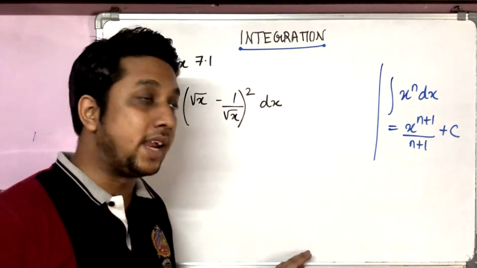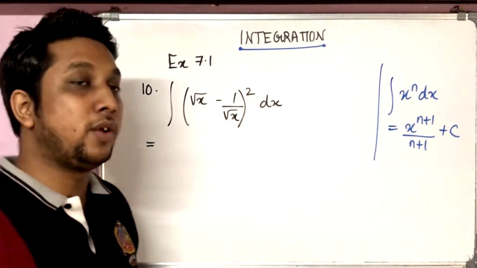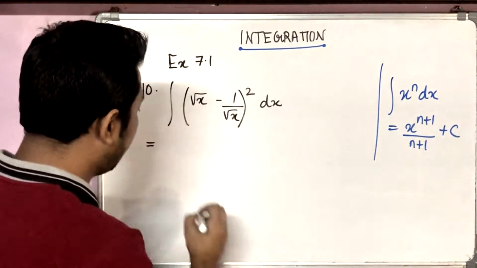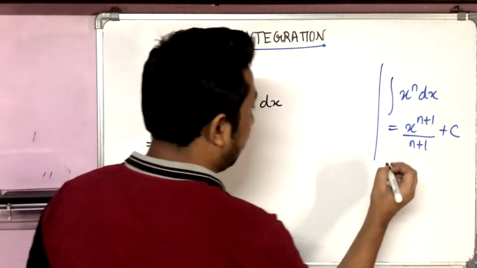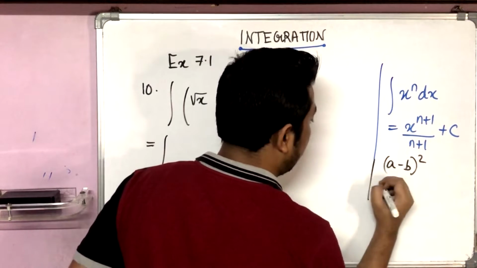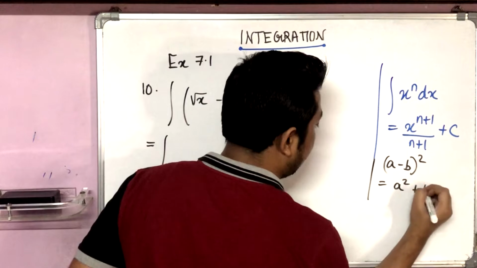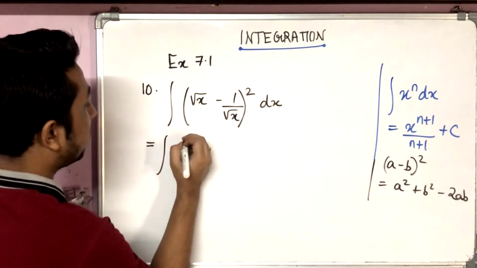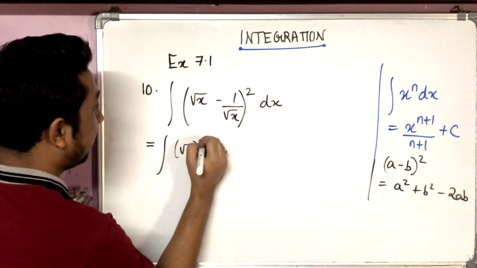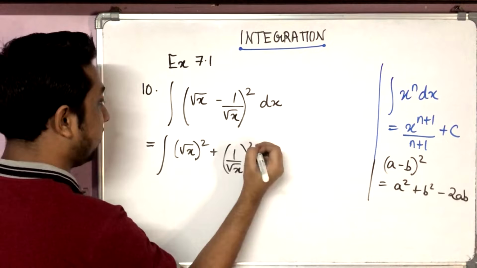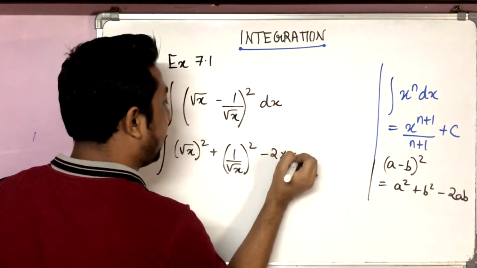Now we have number 10: integral of (root x minus 1 by root x) whole square dx. इसको हम a minus b whole square के हिसाब से एक्सपैंड करेंगे. a minus b whole square का फॉर्मूला था a square plus b square minus 2ab. तो यहाँ पे हमको मिलेगा root x square plus 1 by root x square minus 2 into root x into 1 by root x dx.